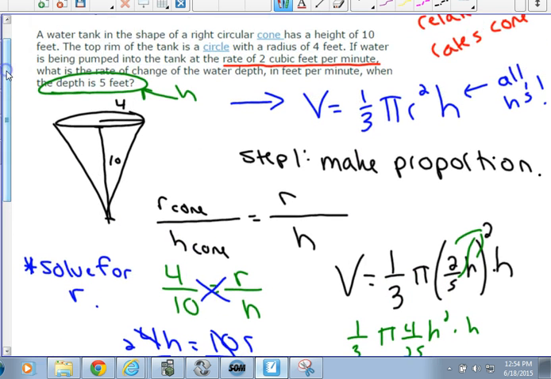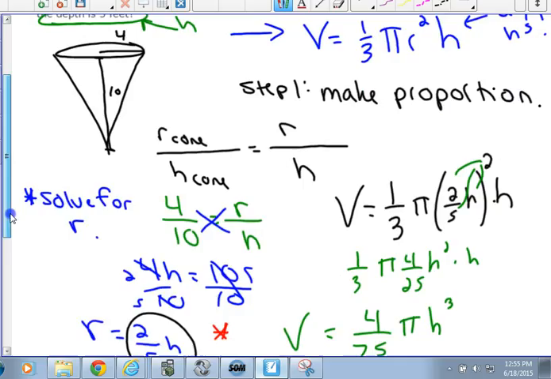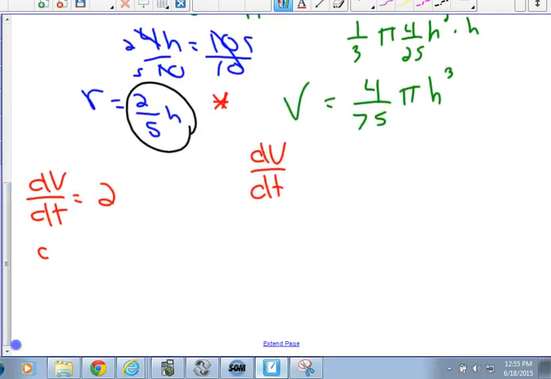So then, what is the height? Anytime it says rate of something, the rate part is the dt. It says the rate of change of the water depth. What does that part represent? That's dH/dt. Good. So dH/dt, we don't know. This is what we're looking for.